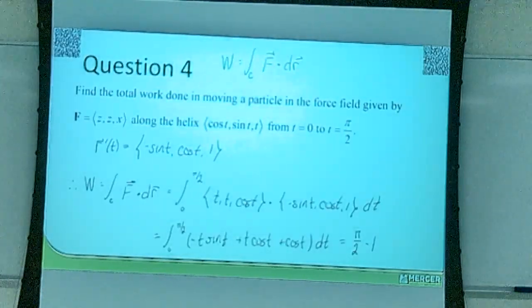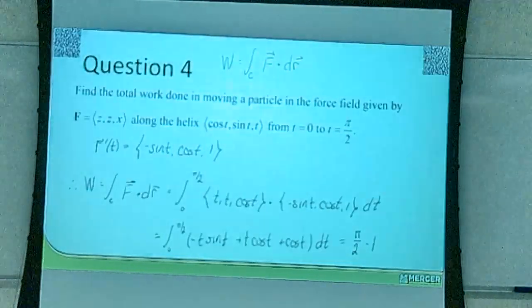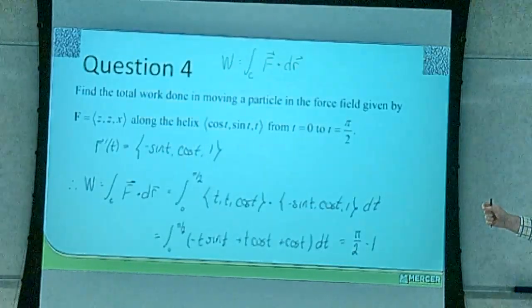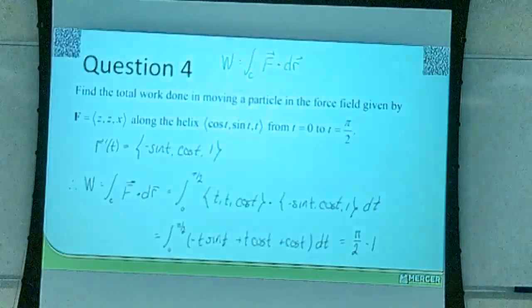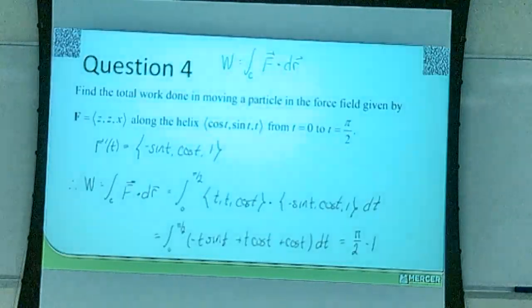This can't be done by hand, right? That can be done by hand, yeah. It's just your first term is going to require integration by parts, your second term requires integration by parts. That cosine t is nice.